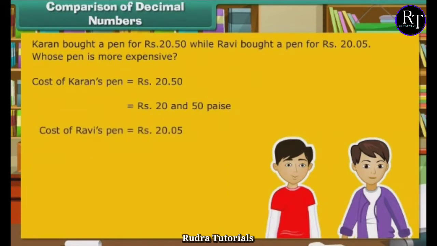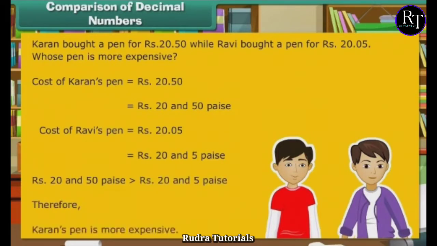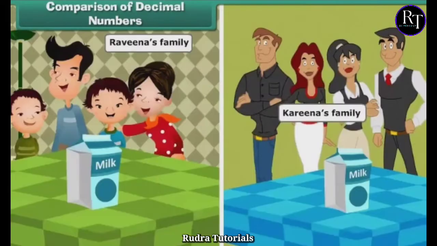Cost of Ravi's pen is equal to rupees 20.05. That is equal to rupees 20 and 5 paise. Rupees 20 and 50 paise is greater than rupees 20 and 5 paise. Therefore, Karan's pen is more expensive. Let us look at one more problem.